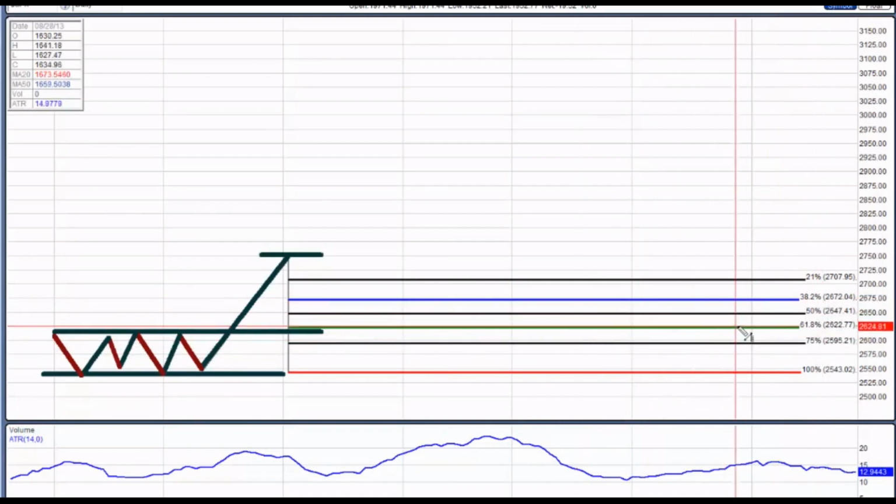I don't mind a 61% retracement, but anything over 61, I automatically start thinking something else. I automatically start thinking, oh my goodness, is this a reversal? Oh my goodness, is this some other type of movement that I was not anticipating? So I tend to shy away from anything that drives past the 61% retracement level.